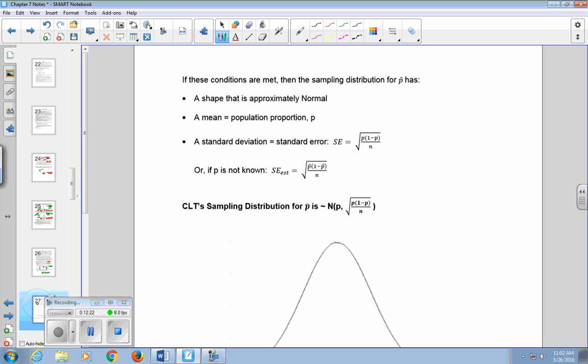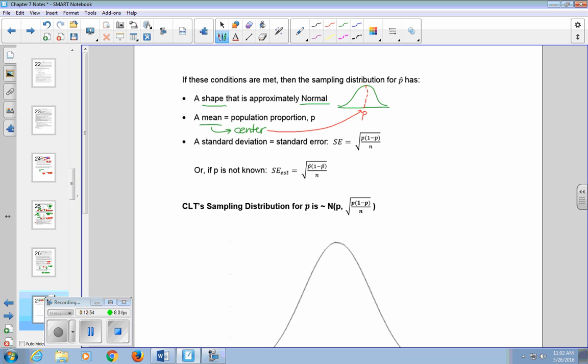On the next page, if these conditions are met, then the sampling distribution for p hat has three things here: it has a shape that is approximately normal, and has a mean that's equal to the population proportion p. Remember, mean is telling us where the center of the distribution is. That's because a normal distribution is unimodal. It's got that single peak in the middle, which means the center should be in the middle. This should be where p is.